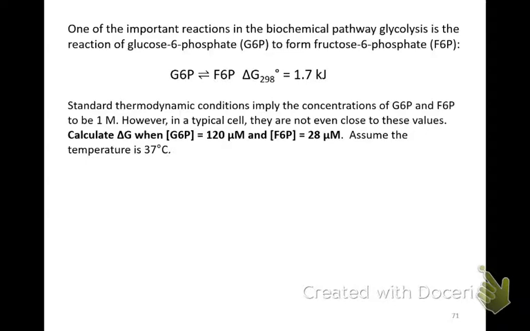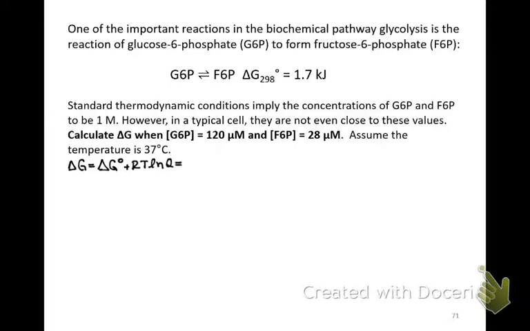So let's calculate delta G when we have the typical cell conditions. So in a typical cell, the glucose 6-phosphate concentration is 120 micromolar, and the fructose 6-phosphate concentration is 28 micromolar. And we're going to assume that temperature is 37 degrees, or biological temperature. Okay, so we can calculate delta G under these conditions using the standard delta G plus RT ln Q.